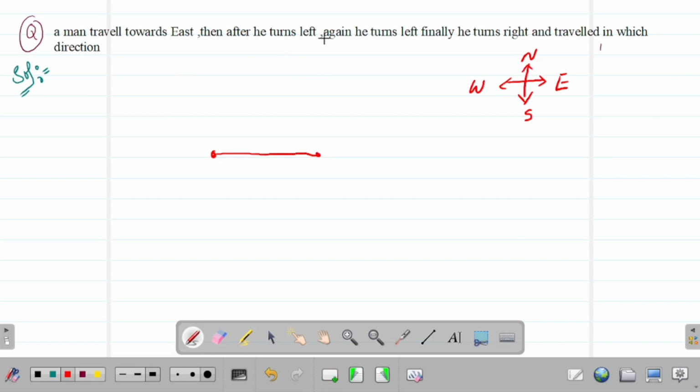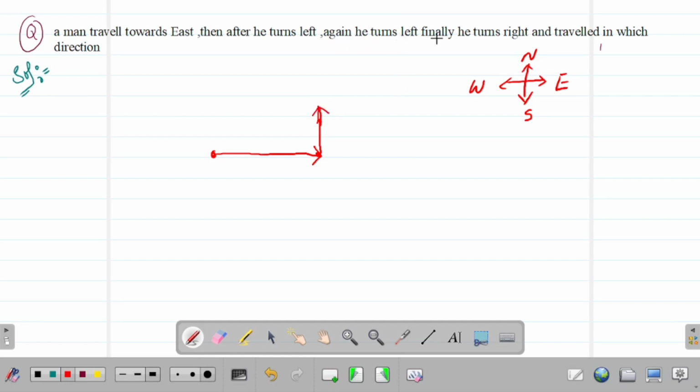Then after he turns left. So from here he turns left. It is nothing but he is moving upside. He turns left. So from here he is going up to here now, right? Then after he turns left, so left direction. So he is in this direction now.